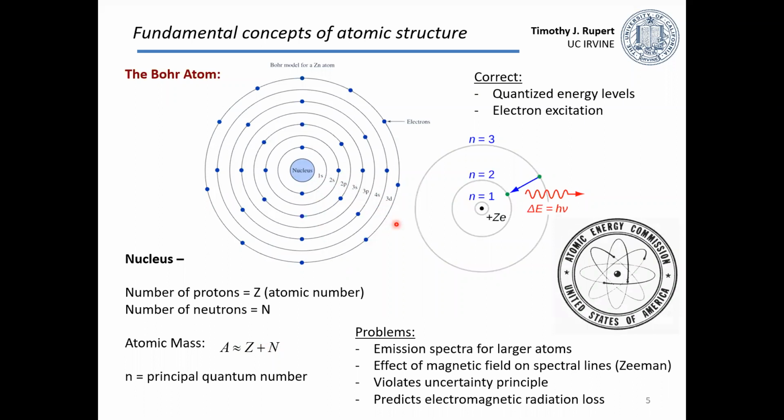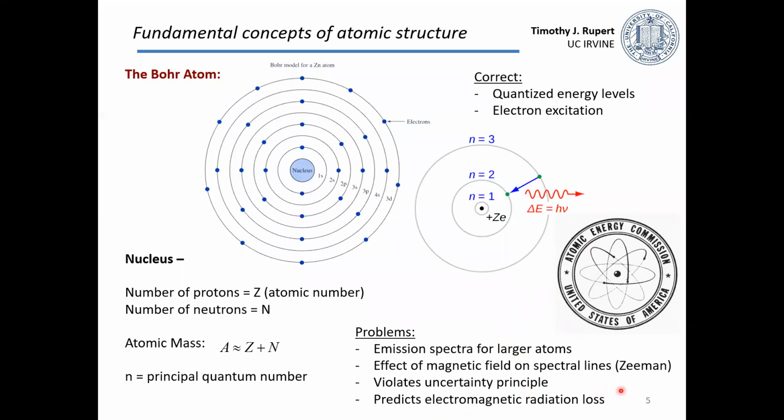So it gets some things correct. It gets this idea correct that there's quantized energy levels. It also gets the idea correct that you can have electron excitation. So an electron can jump between these different orbitals, and when it does, there has to be some energy that's released. Okay, but it's not 100% correct. So it misses a number of things. I've just listed a few here.